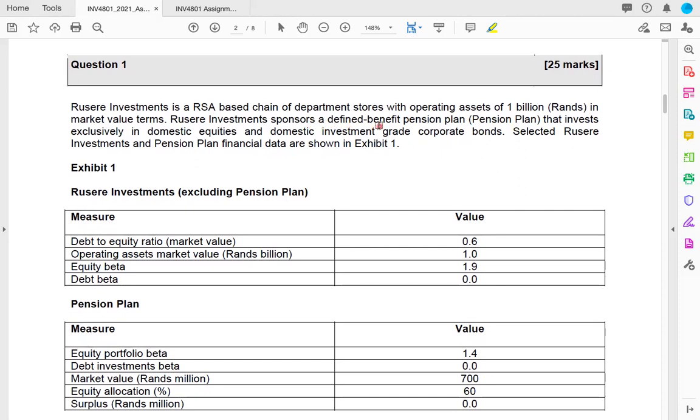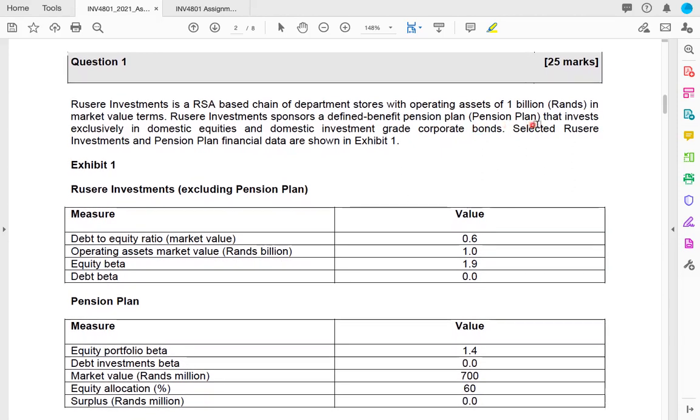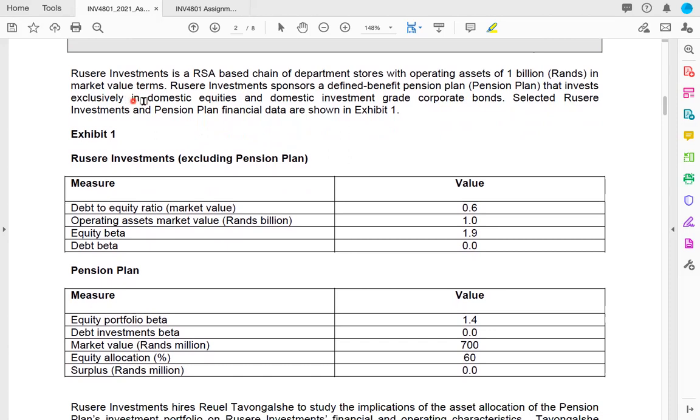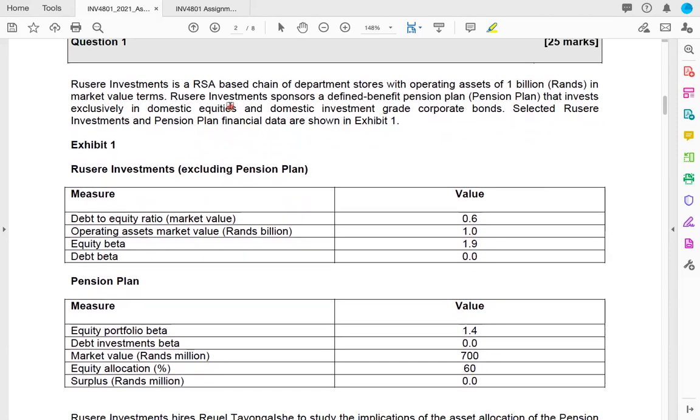So Ruseri Investments sponsors a defined benefit pension plan that invests exclusively in domestic equities and domestic investment grade corporate bonds. Okay, so this pension plan only invests in domestic shares and in domestic investment grade bonds. Okay. Selected Ruseri Investments and Pension Plan financial data are shown in Exhibit 1.